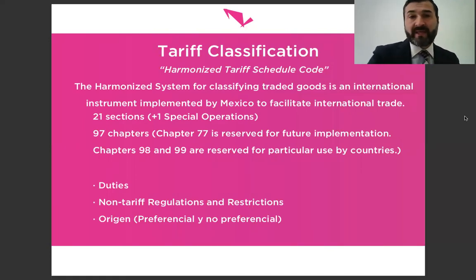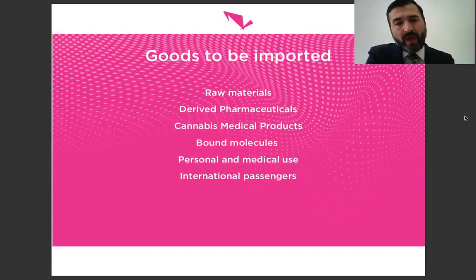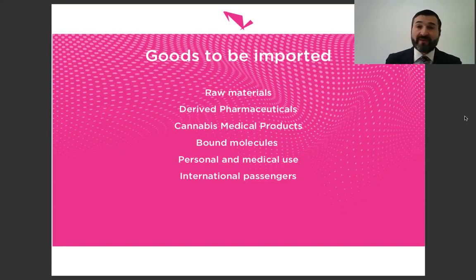Okay, the next, please. Now, this is the second part of the question. What goods can be imported into Mexico? It is really complicated and complex to give you a list by tariff item of the goods that are or will be allowed to be imported into Mexico, because it all depends on what raw materials are used for what specific medicine or what specific experimental drug.